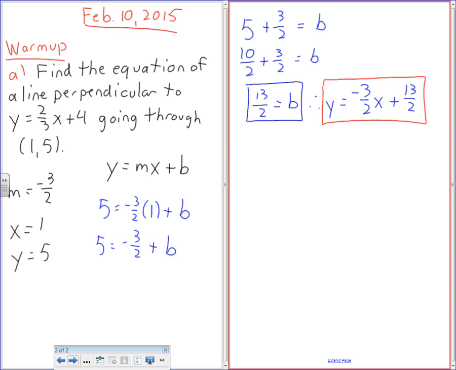Instead of doing the 10 over 2, can you just do y equals negative 3 over 2 x plus, and then do 5 times 2, and then keep the denominator and just put 2 and then the plus 3? Instead of doing the denominator thing, I had 5 plus 3 over 2, and then I just did 5 times 2, which is 10, and then I kept the denominator as 2, and then I added the numerator.